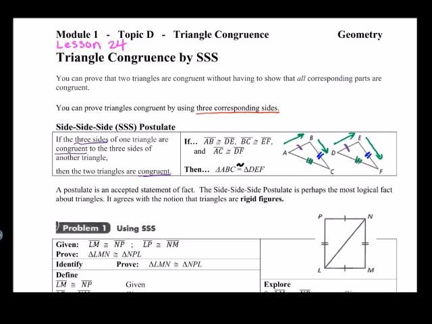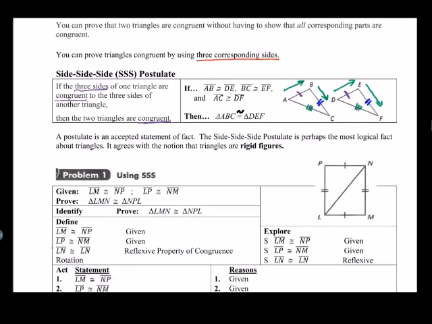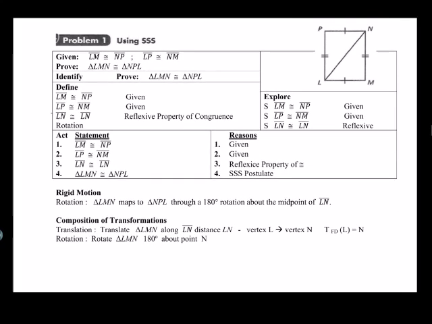Now, the side, side, side postulate is probably the most logical postulate when we're given rigid figures. If you have 3 toothpicks of the same length, you will always build exactly the same triangle. If everyone has the same 3 size toothpicks, everyone will build a congruent triangle. So side, side, side is pretty neat. Let's look at a proof here using side, side, side.